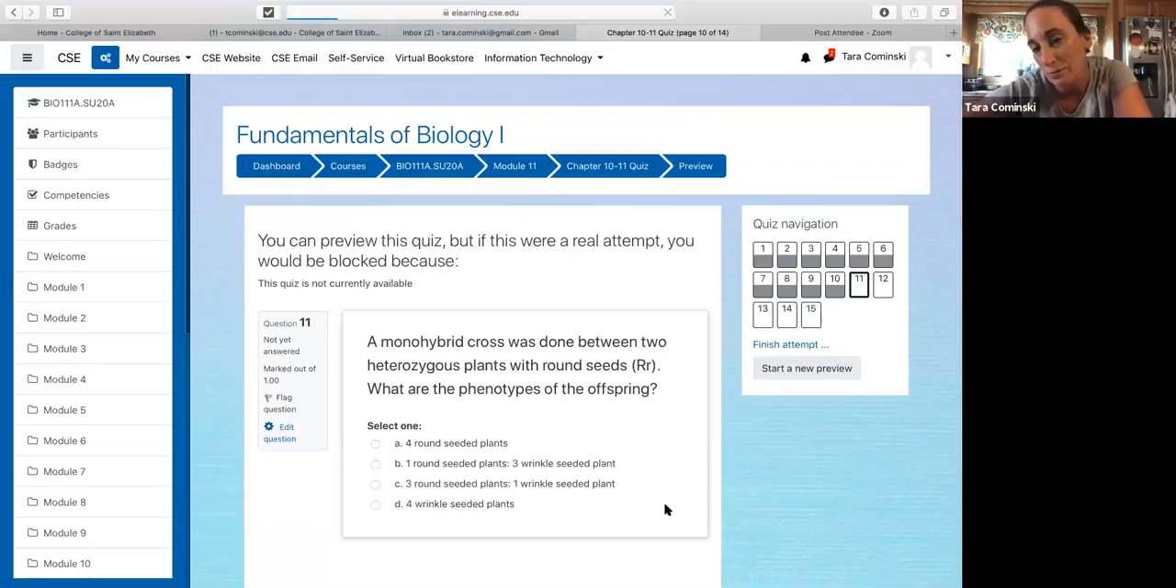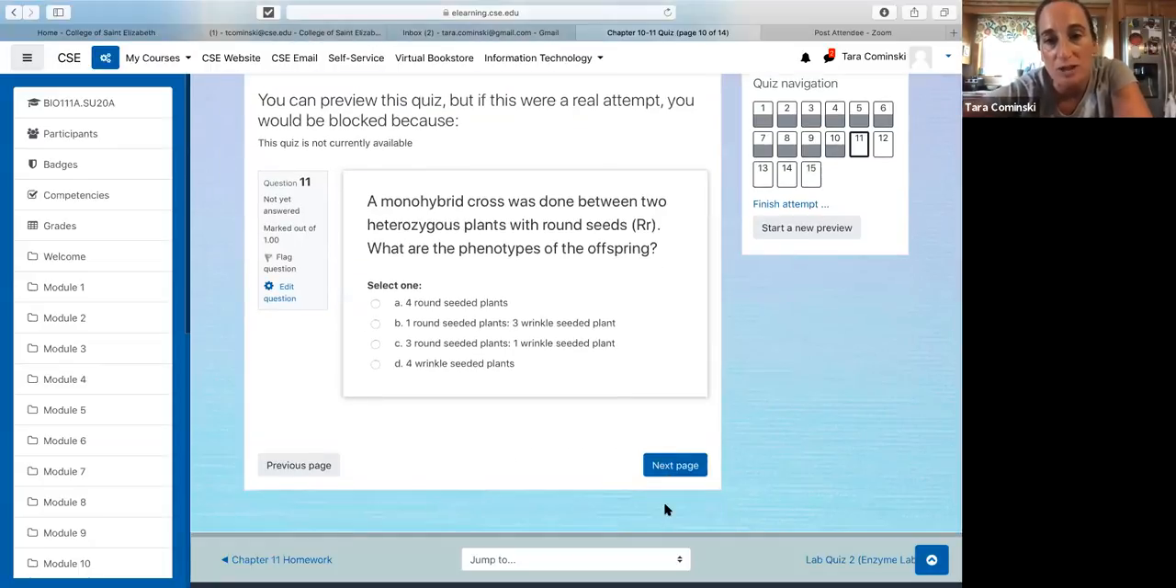So I probably don't have to write that one out. A monohybrid cross was done between two heterozygous plants with round seeds, right? What are the phenotypes of the offspring? We just went through this, right?